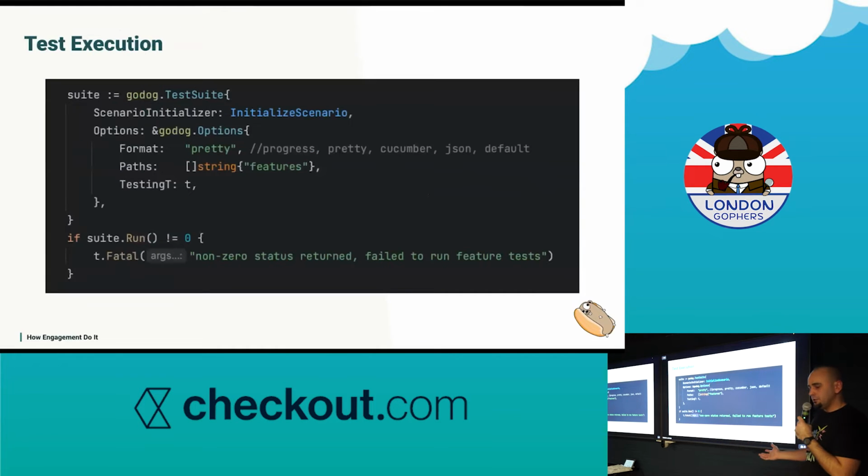And for your test execution, before you run your test, there's a few options you can do, different styles of formatting, like pretty, progress, JSON, or your own custom formatting. And basically, you need to specify your feature folder where the text file is stored for your human readable test scenarios, and then you run your test like the rest of the Go tests.